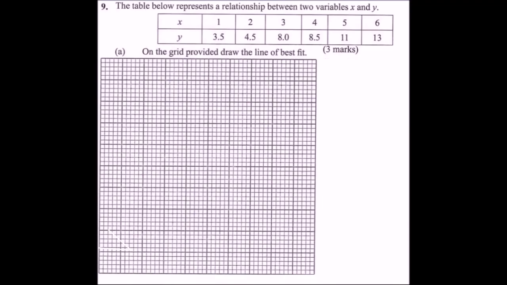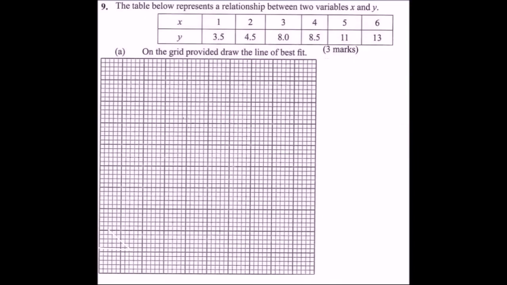So this is question number 9, that is 2018 Maths Paper 2, whereby we are told the table below represents a relationship between 2 variables, x and y. So we have the table there. When x is 1, y is 3.5. When x is 2, y is 4.5, and on and on until when x is 6, y is 13. On the grid provided, draw the line of best fit.